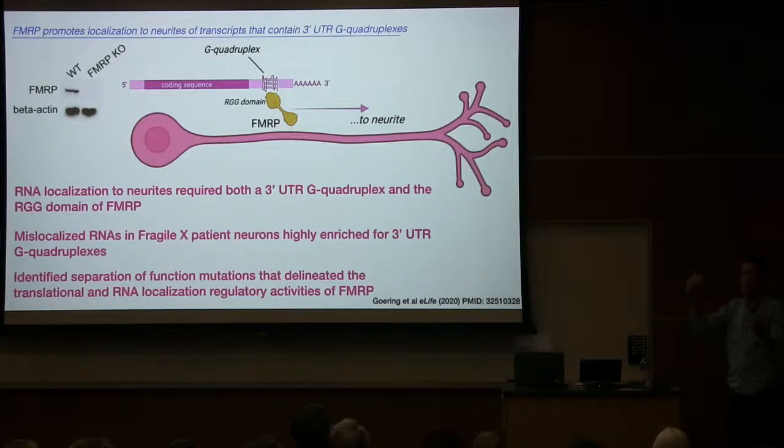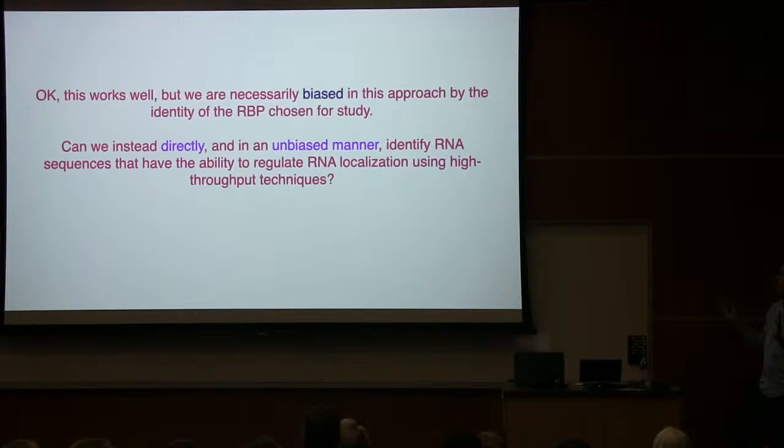So we kind of got this recipe going where we knock it out, see what's mislocalized, and see what kind of motifs are enriched in mislocalized RNA. Okay, so this is all great, it works really well, but anything that we find here is necessarily biased because we can only find RNA localization mechanisms, in this case, that act through FMRP, right? Because that's the protein that we knocked out.